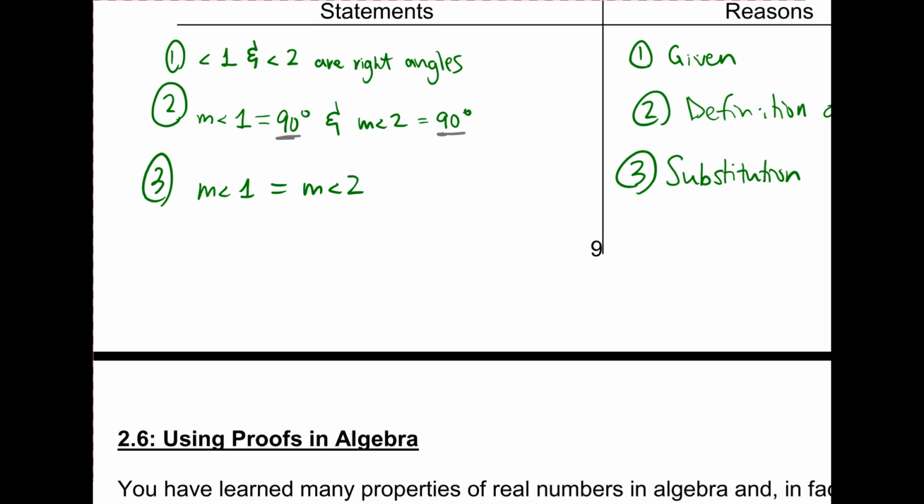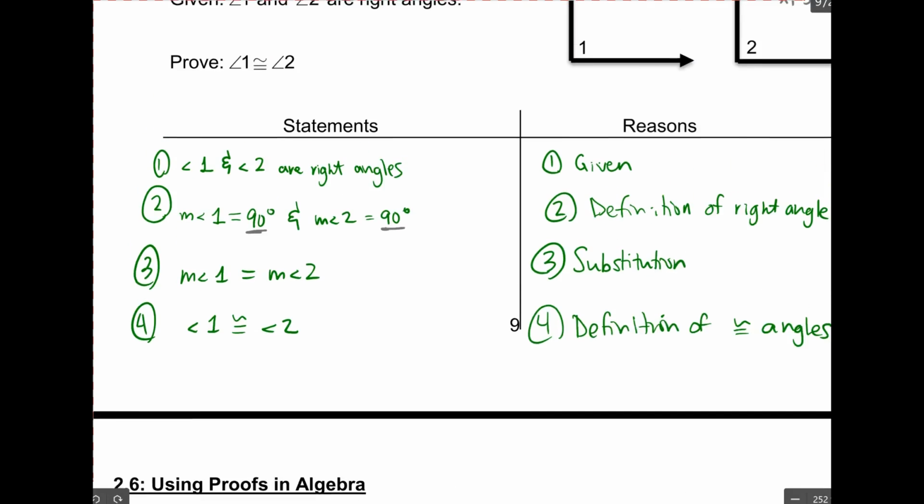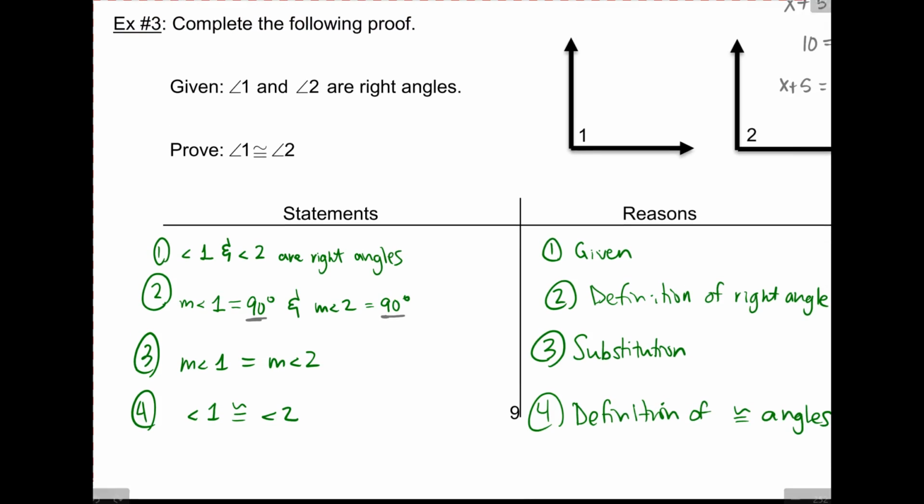So, interesting. If the measures are the same, you know what that means? That means angle 1 is congruent to angle 2. And this is from the definition of congruent angles. If we go back through our notes in chapter 1, you will see definition of congruent angles means they have the same measure. All of those definitions that are in chapter 1, we're going to be using them. And guess what? That is section 5.